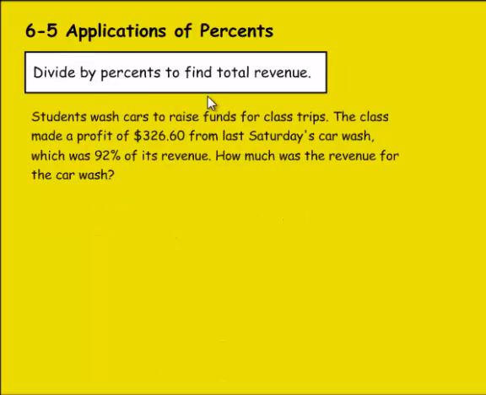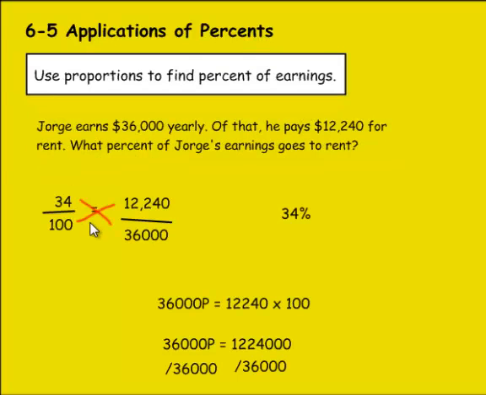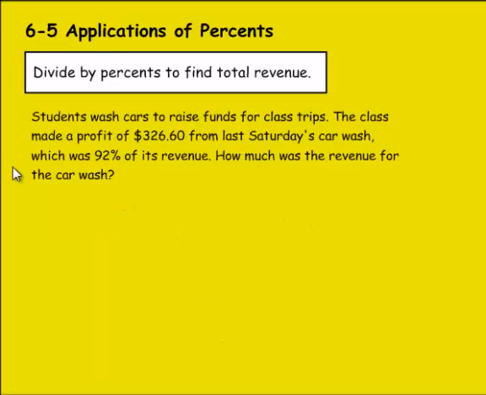Here we need to divide by percents to find total revenue. It says students wash cars to raise funds for class trips. The class made a profit of $326.60 from last Saturday's car wash, which was 92% of its revenue. How much money was the revenue for the car wash? So here, like this one, you could set up that proportion again, starting with the percent over the 100. So we'd have 92% over 100. Remember, the 92 is the amount of the profit. The 100 is the total amount. Here we have the profit of 326.6, so 326.6 over the T for total, because we don't know that one yet. And by solving this proportion, we could find out what the total amount was.